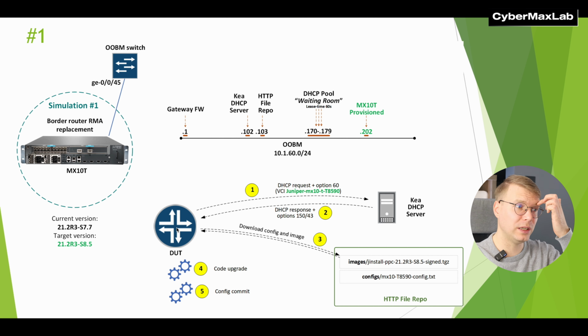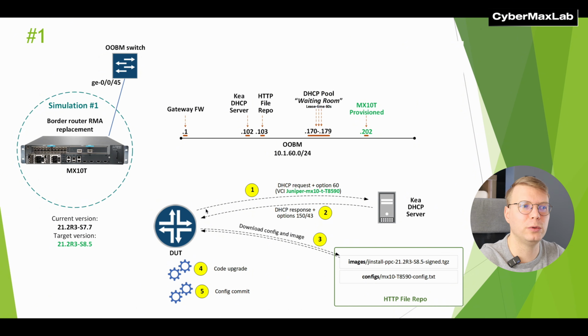If you look at the process, number one, the router is sending a DHCP request to the DHCP server, and it is sending the VCI, which is Juniper, Extend T, and then the serial number. This is what I was talking about, the dash as a delimiter, 1, 2, 3, 4, the serial number. So this is how we classify it on the DHCP server side. After classification, the server is able to assign the address, plus it will send options 150 and 43, which is vendor-specific information, back to the router.